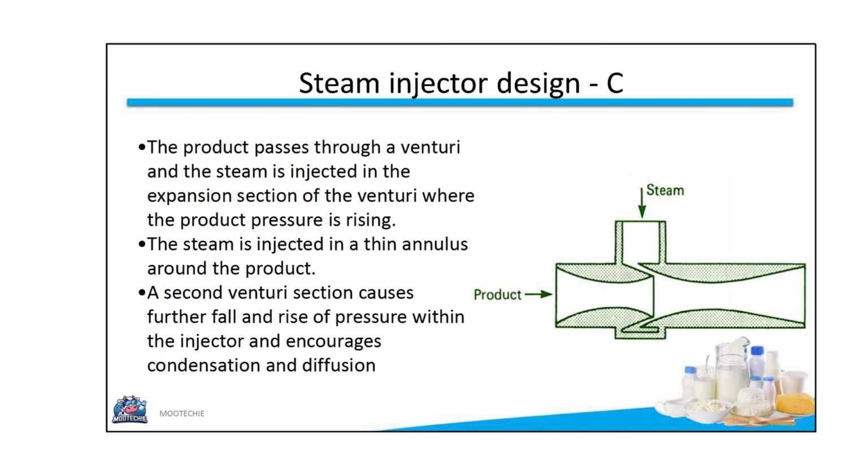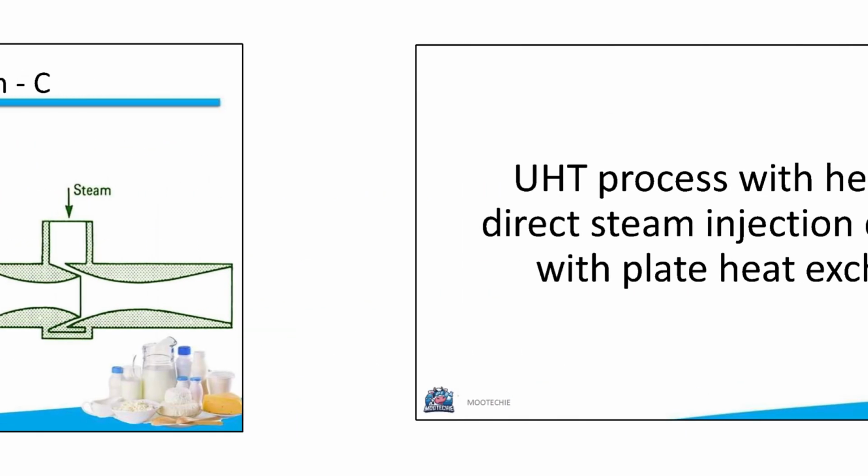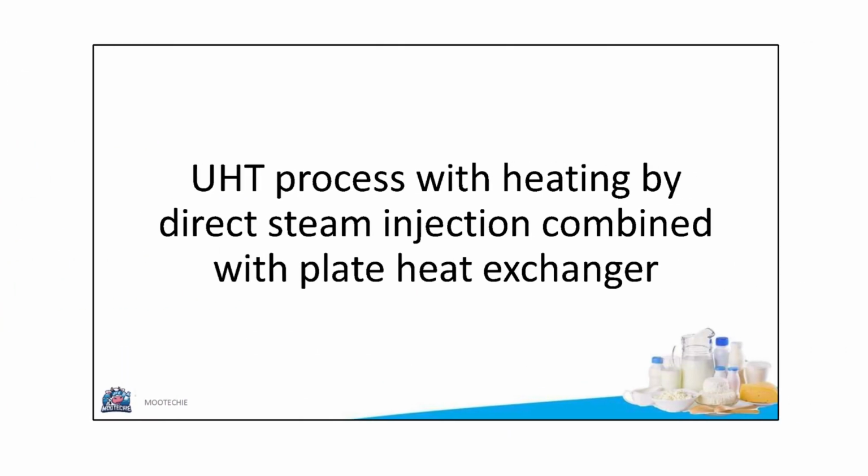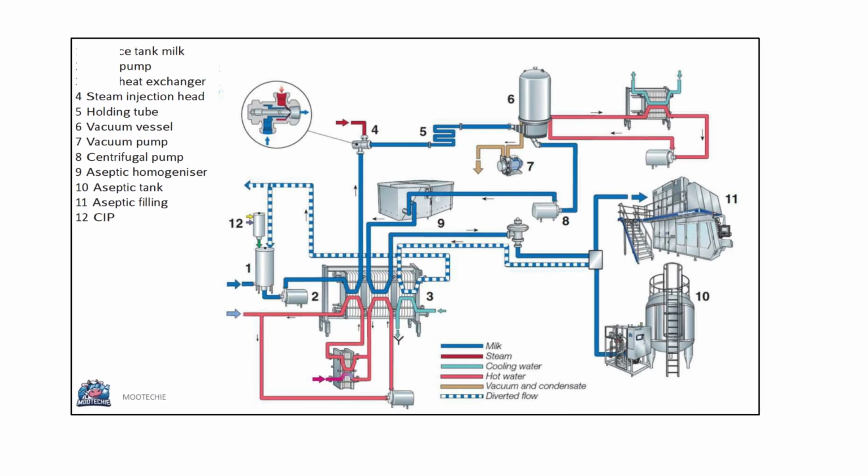In design C, the product passes through a venturi. Steam is injected as a thin annulus in the expansion section, where pressure is rising. A second venturi section causes further pressure changes, encouraging condensation. A complete UHT process using direct steam injection with a plate heat exchanger includes a balance tank, milk pump, plate heat exchanger for preheating, a steam injection head, a holding tube, a vacuum vessel with a vacuum pump, a centrifugal pump, an aseptic homogenizer, an aseptic tank, and aseptic filling.